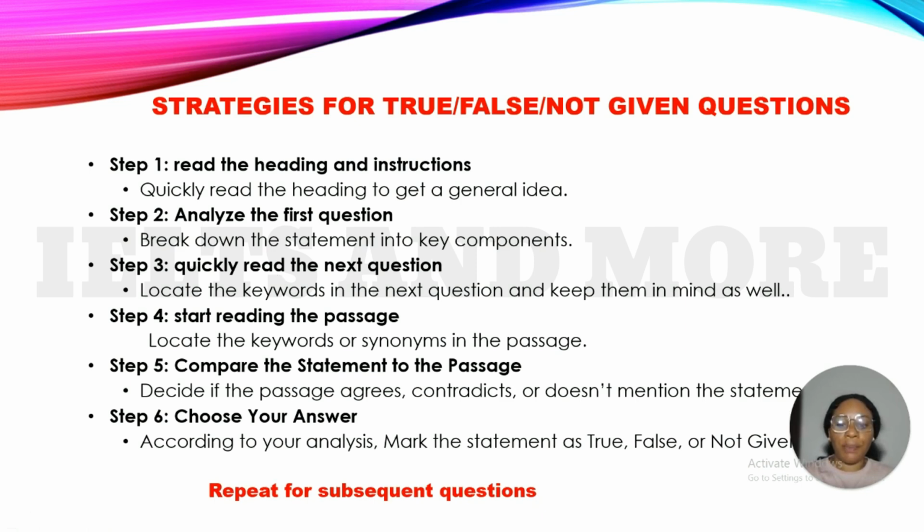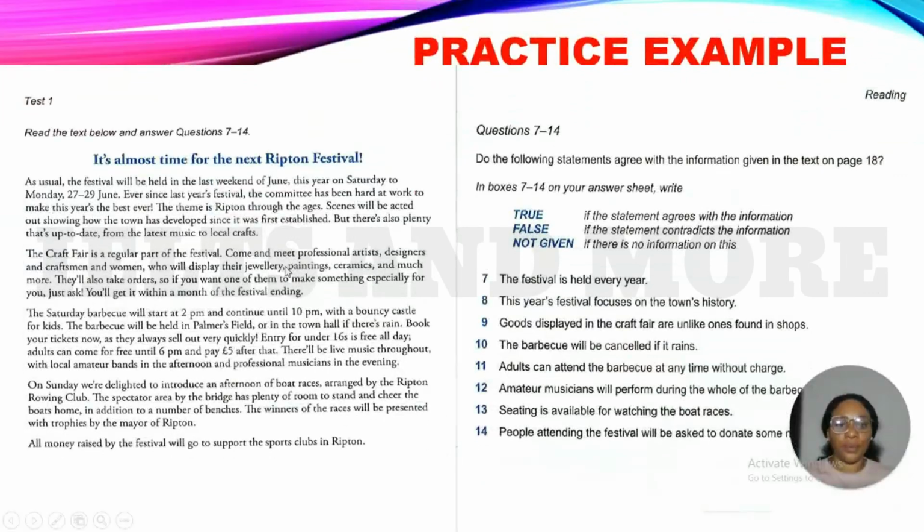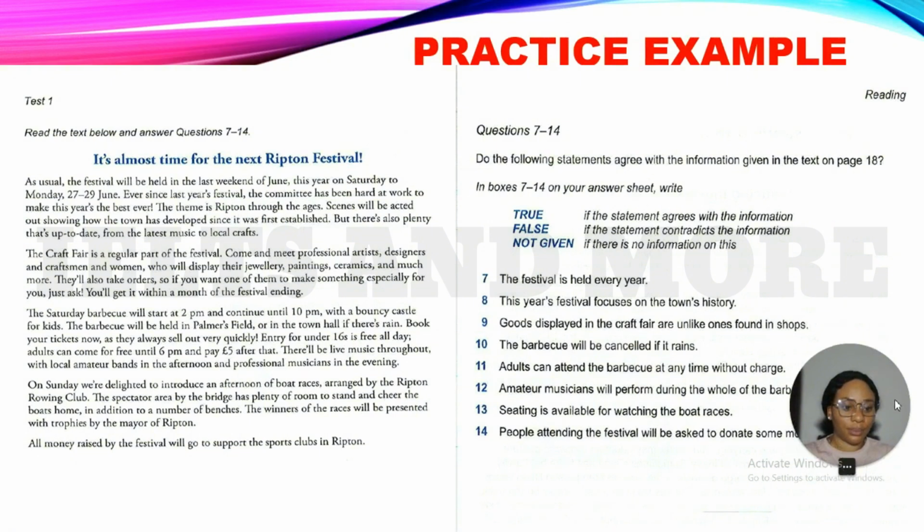Oh yeah, so repeat for subsequent questions. Yes, so these are the steps, okay, to take. So when you've read 1 and 2 and you found number 1 answer, that leaves you with number 2 question. You then read number 3, so you just keep doing it like that. My point is, at every point in time, you should have 2 questions in mind while reading the passage. This is my recommended strategy for true, false, not given question type. Okay. Finally, we have a practice example.